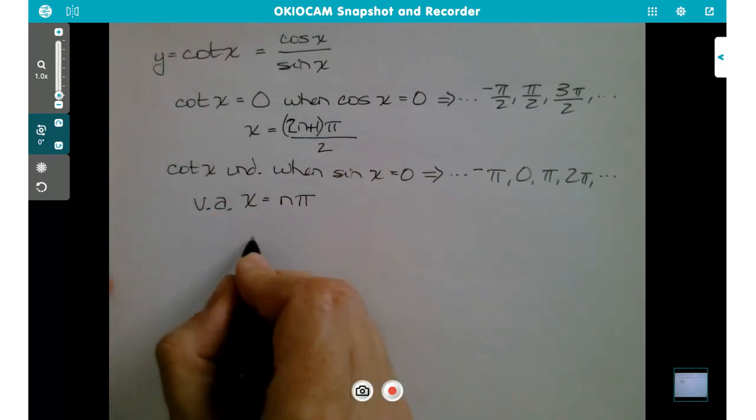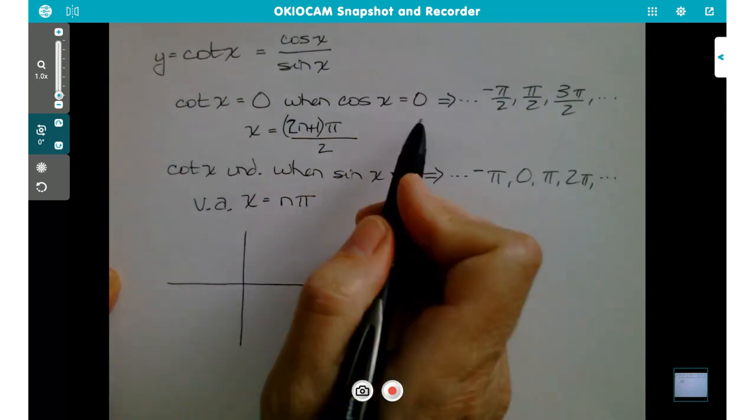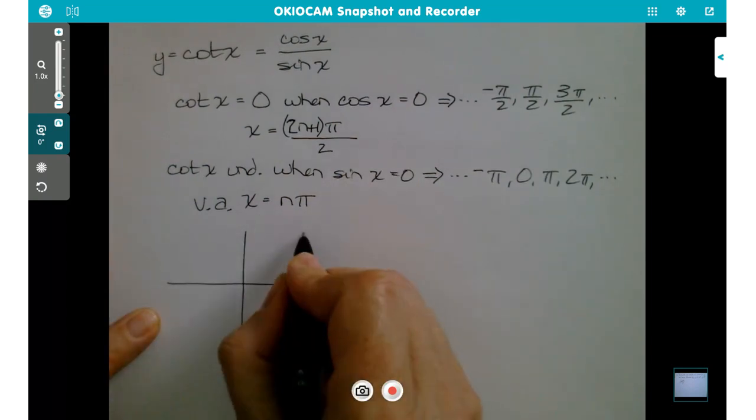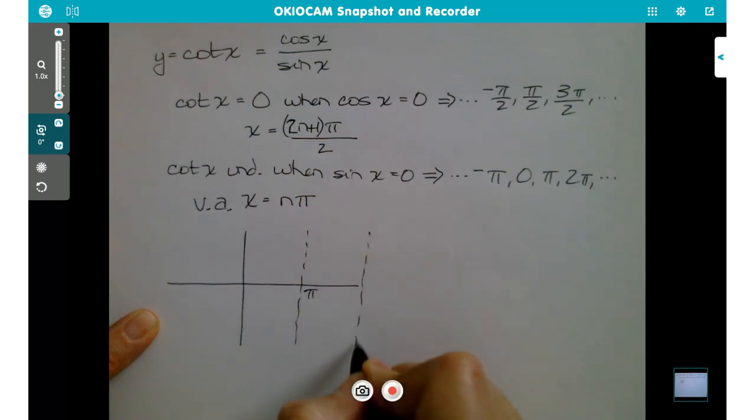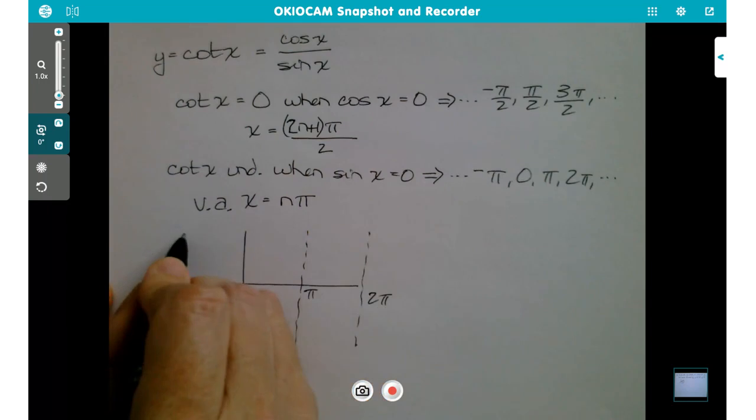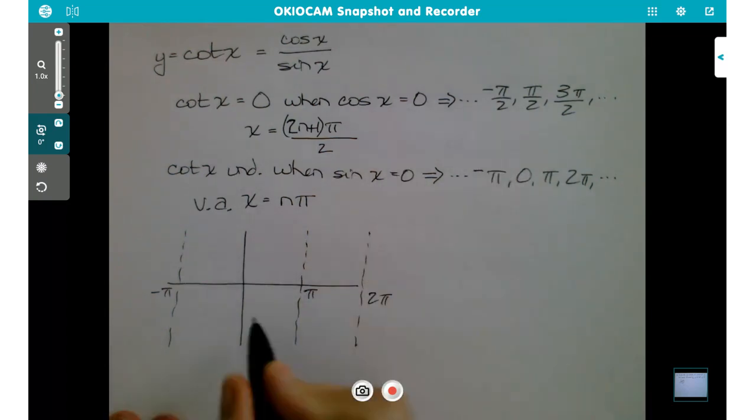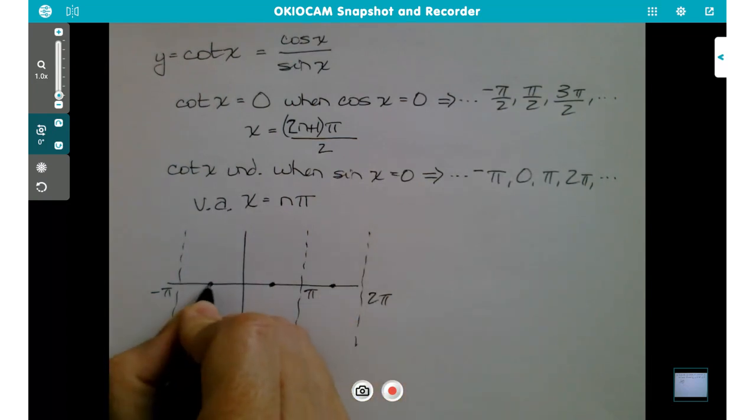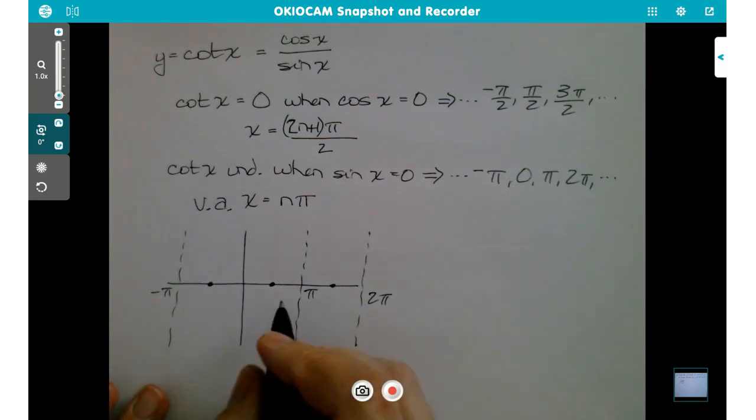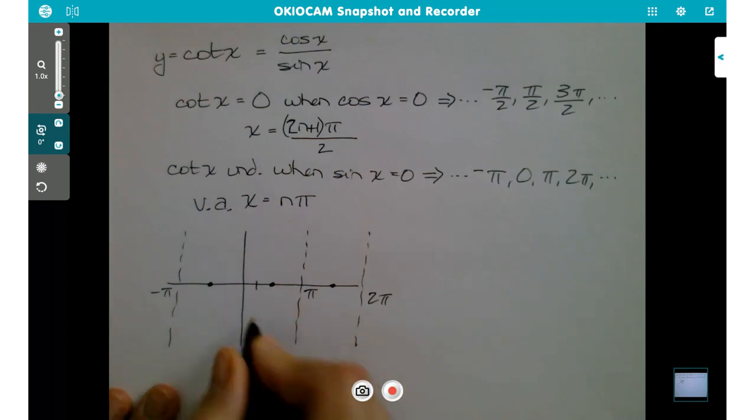We got enough information to start drawing a graph here. I'm going to have vertical asymptotes at every whole number multiple of pi. So let's put pi, here's 2 pi. I go over this way and have negative pi. 0 is an asymptote. And halfway in between all of these, my function is 0. So I'm going to have zeros in the middle. That's not enough information to draw a graph, so I'm going to pick pi over 4.